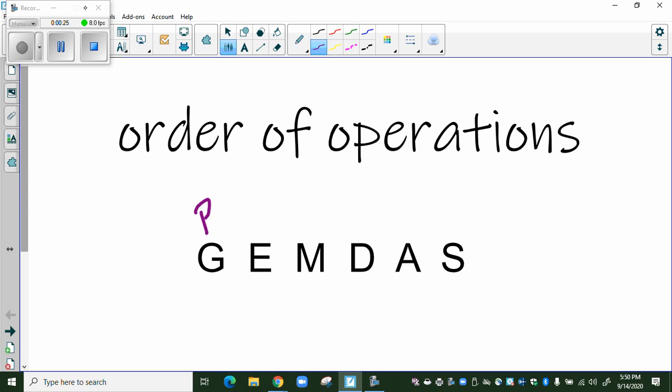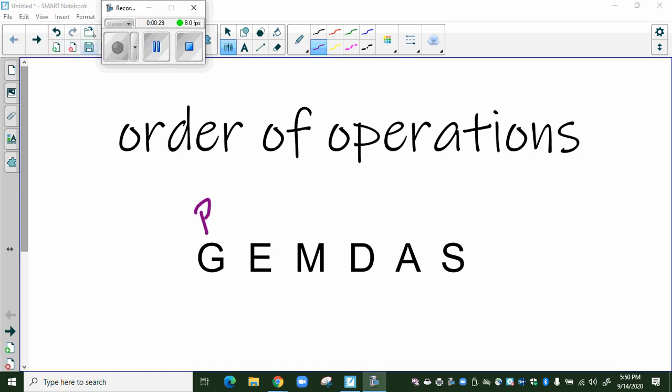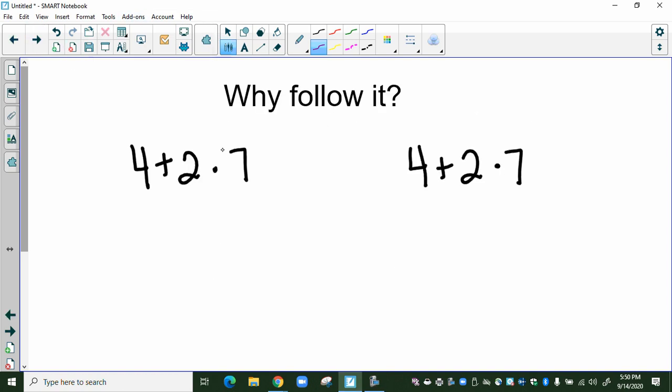So, for example, if we see, let me see if I can get this thing out of the way. Here, maybe I can minimize it. There we go. If we see, for example, 4 plus 2 times 7, that's more than one operation. So how do I know what to do first? Do I do the 4 plus 2 or do I do the 2 times 7?